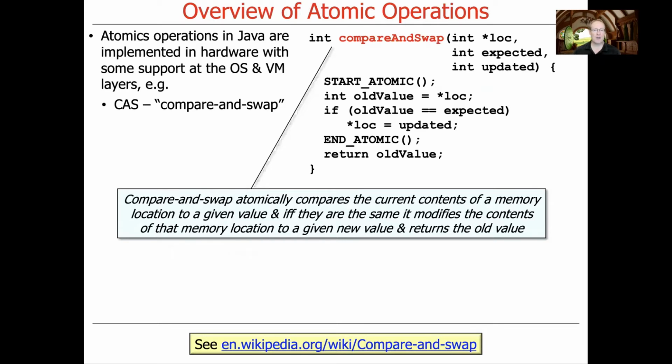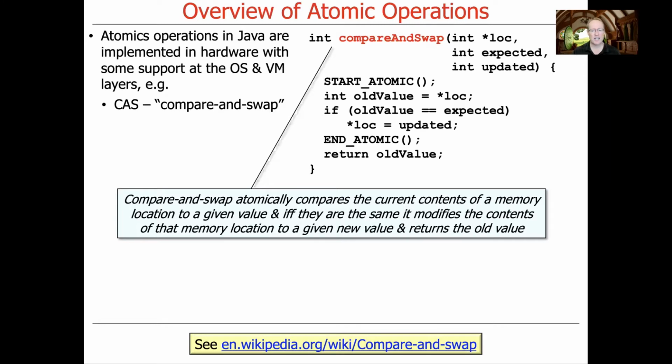So let's start off first by talking about perhaps the most important low-level atomic operation, which is compare and swap, or CAS. And you can see here that the definition of compare and swap is to atomically compare the current contents of a memory location to a given value. And if and only if that comparison succeeds, in other words, they're the same, then you'll atomically modify the contents of that memory location to a given new value, and return the old value. So the actual semantics are very simple. In fact, they're almost laughably simple.